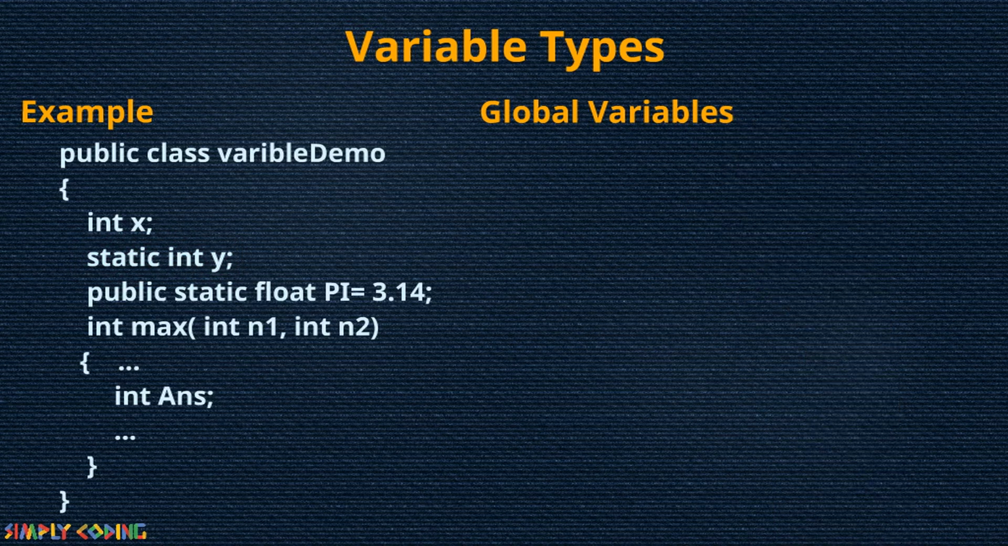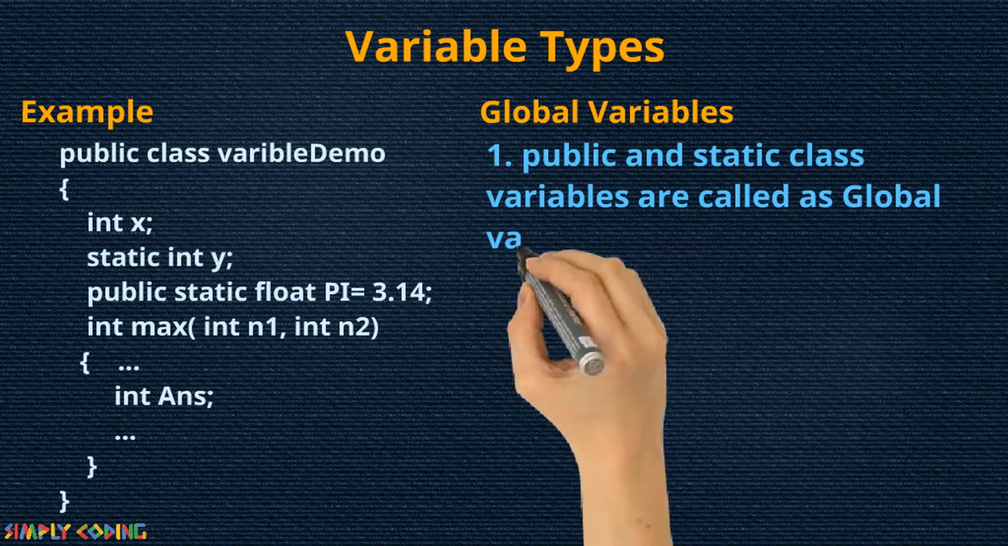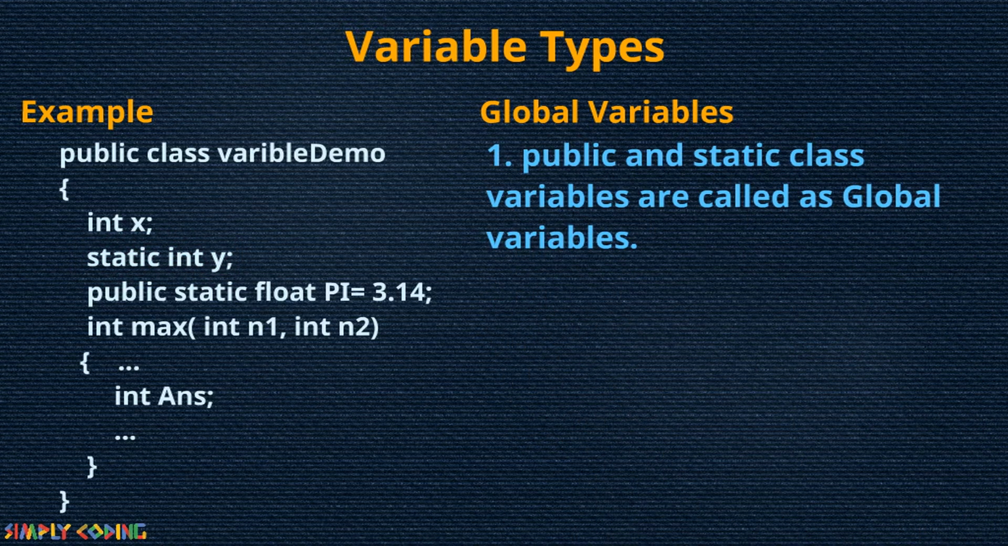Some variables are declared public and static. They are called global variables. They are available to all, even outside the class.